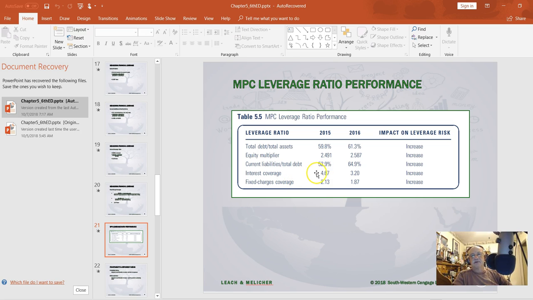Now the interest coverage, even though it's gone down, means I have less to cover the interest, so I'm levered out a little bit more. We're not going to cover fixed charges coverage. But you can clearly see here that even though this has gone down compared to everything that's gone up, that means I have less to cover my interest. So I'm levered out a little bit more.